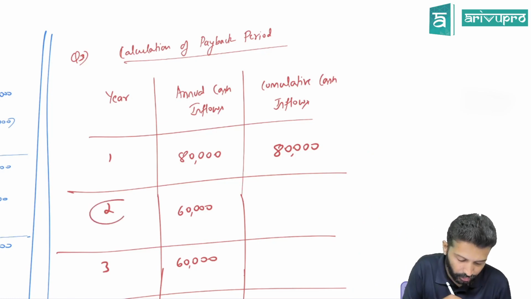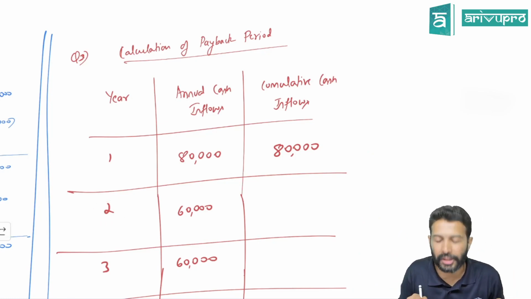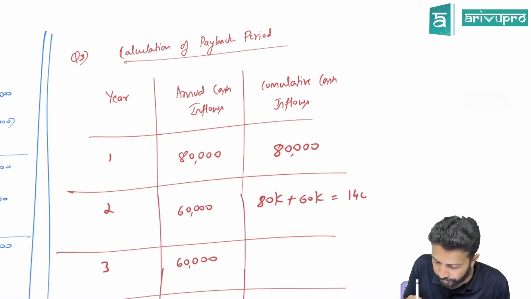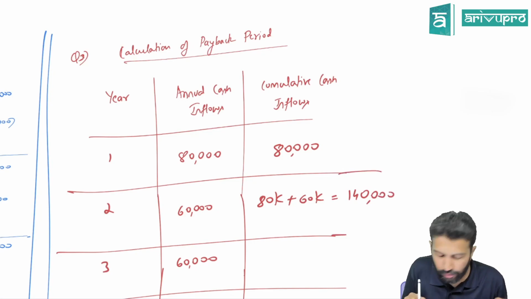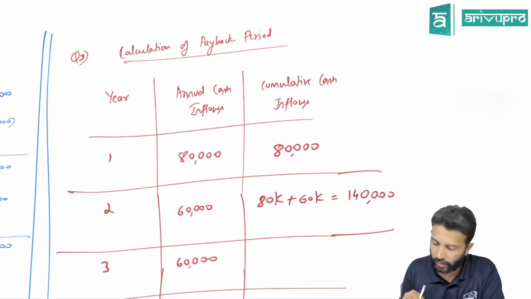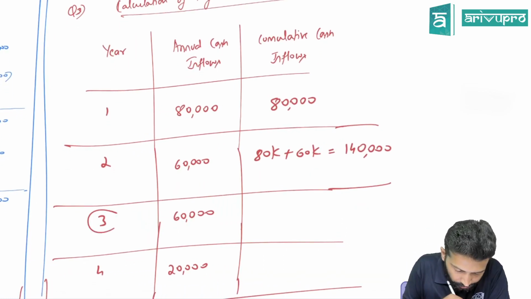You are in second year now. Till second year, totally how much have you earned? First year you earned 80. Second year again you earned 60. So the total will be how much? 1,40,000. Yeah, we should go on adding. Correct. Okay. Now we are in which year?